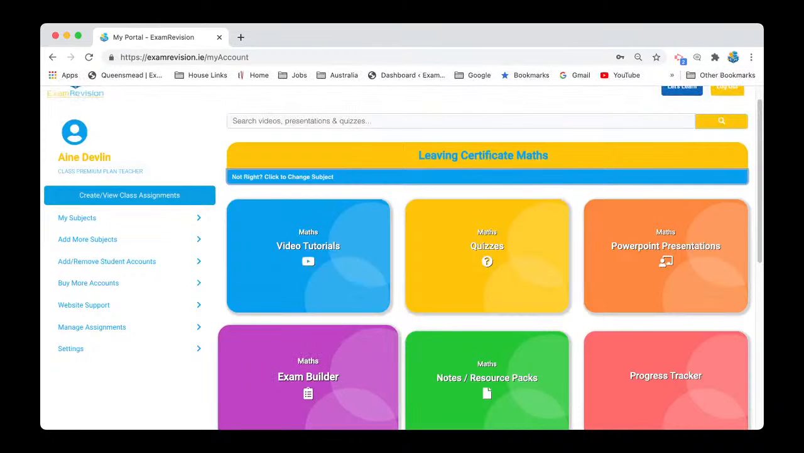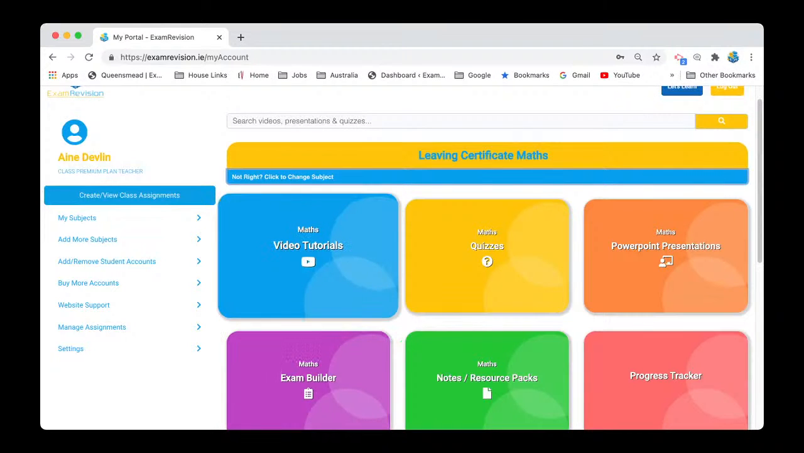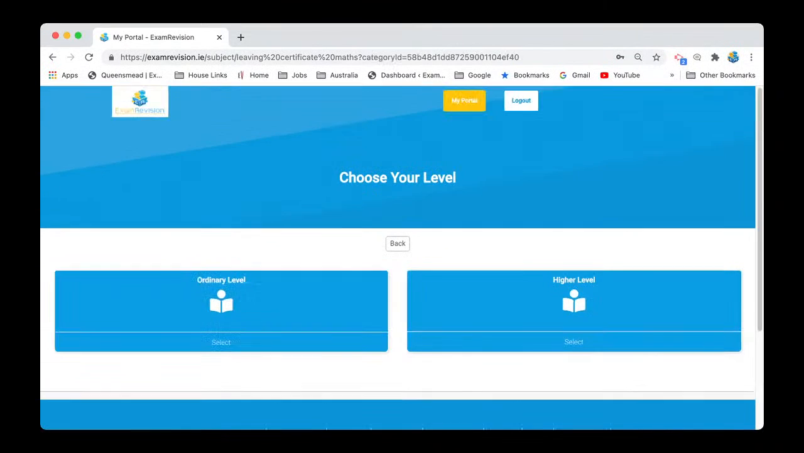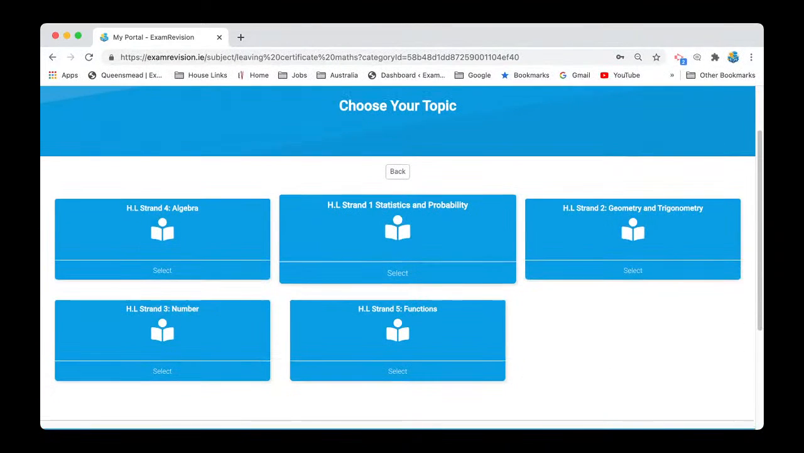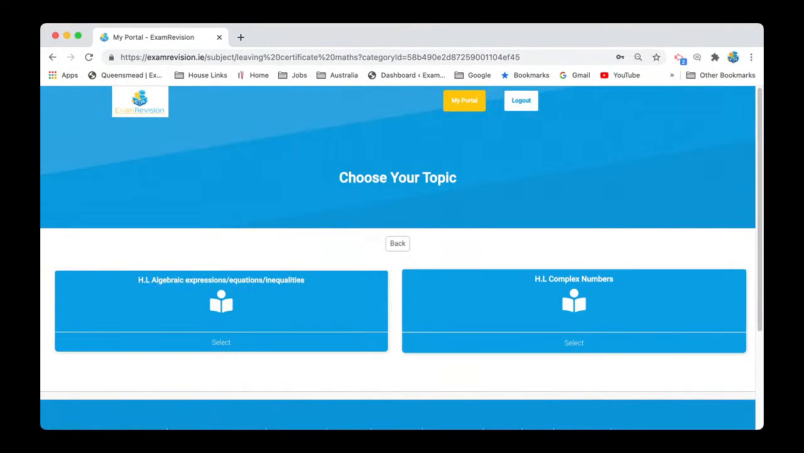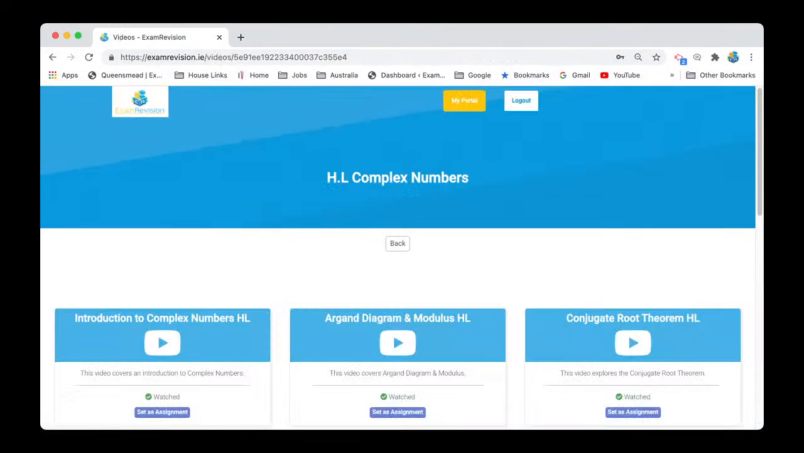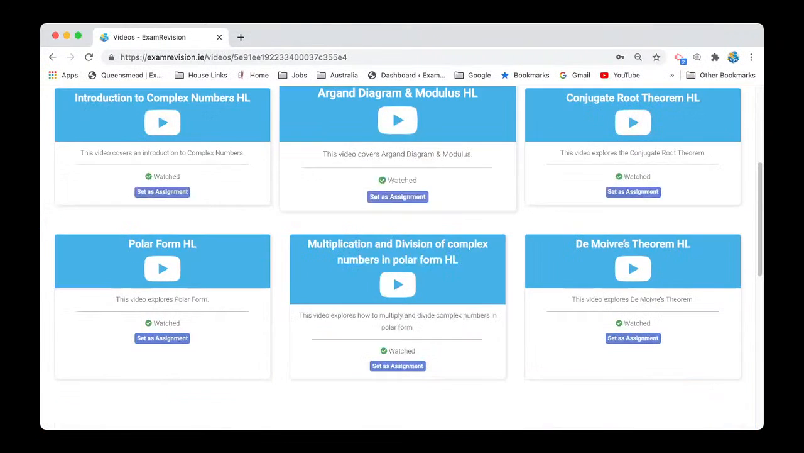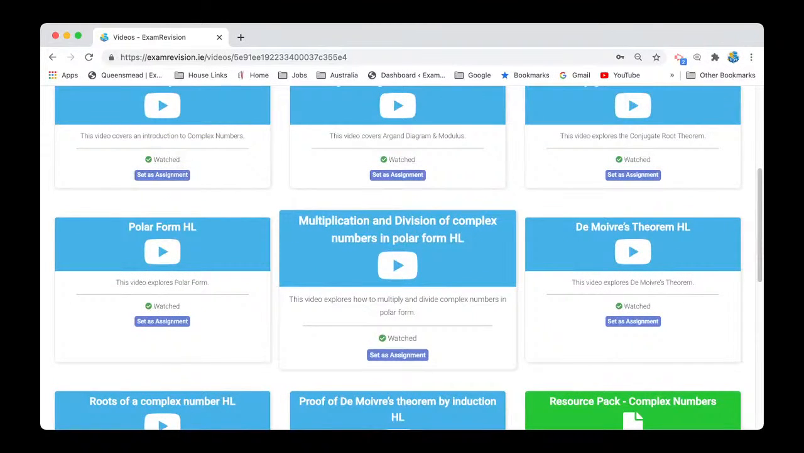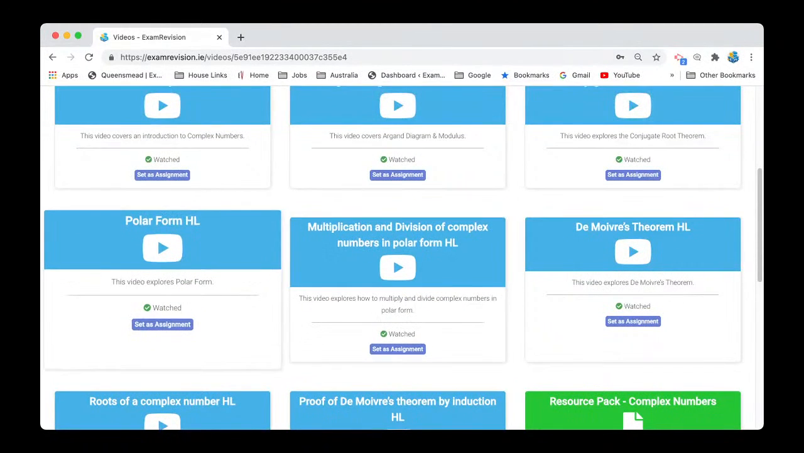In each of our subject folders, you'll see I have the higher level and ordinary level course done. Let's say today you learned a bit about complex numbers, but you want to do a little bit more. You can click into our complex numbers folder and you can see I have the course done up in lots of different videos. So let's say polar form you're still a bit confused on. There you go, you've got your video, a bit more into De Moivre's theorem, etc.